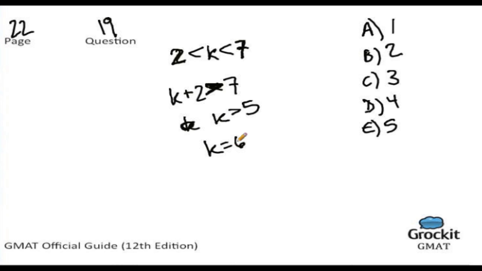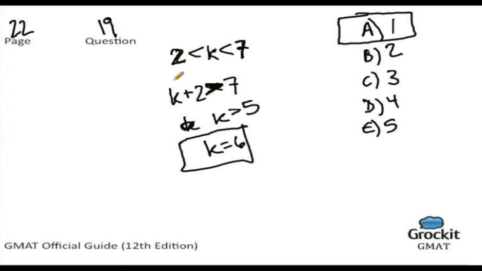If we have k equal to 5, k plus 2 equals 7, we can't form a triangle with sides of lengths 2, 5, and 7. They won't actually meet to form a polygon. It'll just end up being a flat line. So there is only one value for k. So it's choice A, one value.